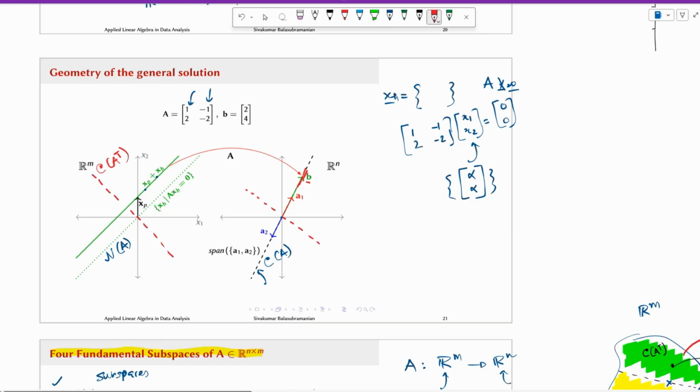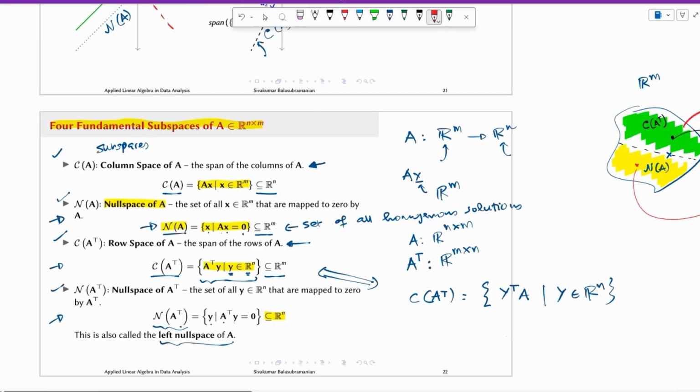All right. That's all I wanted to say for now. Please go and revise this. Again, the first time you come across this is confusing as hell. At least the row space and the left null space, but over time, you get used to it.